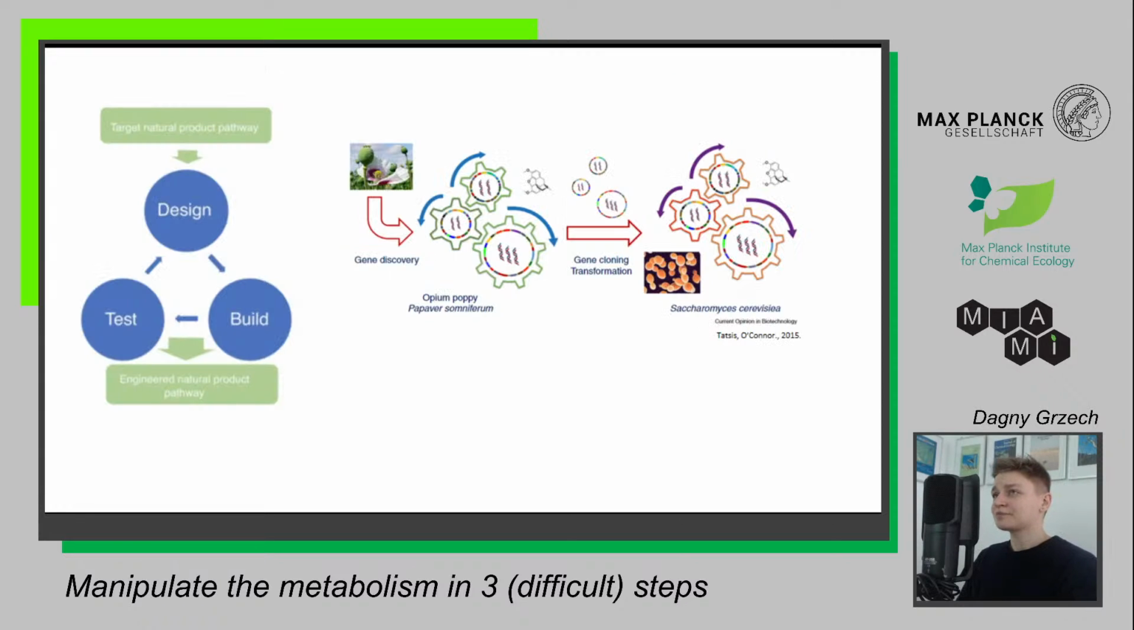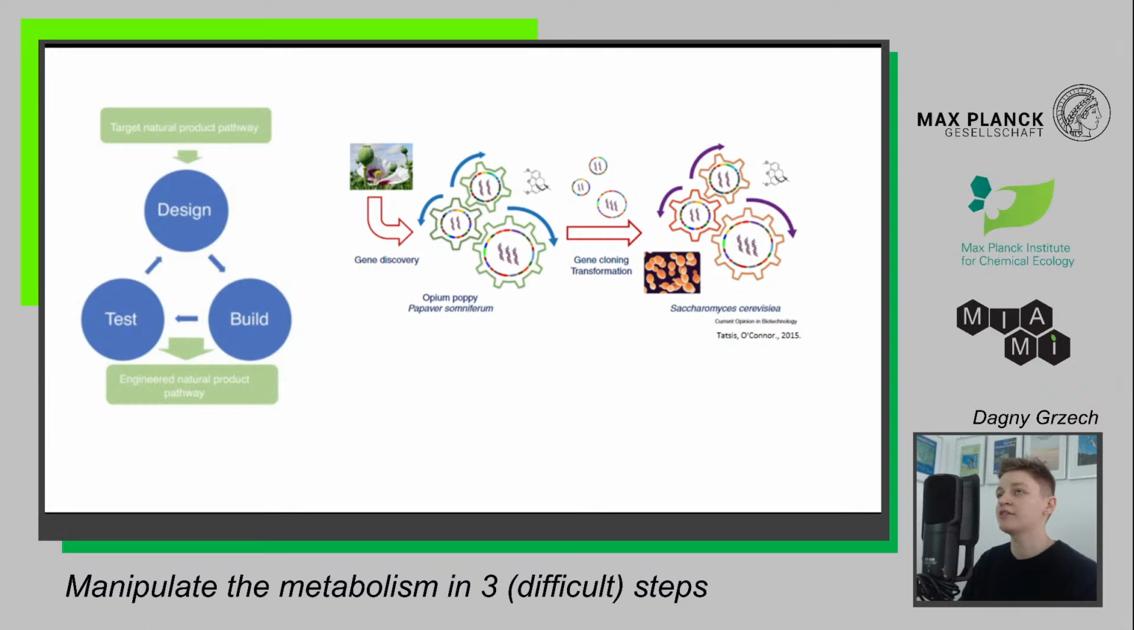Okay, so back to our manipulation of metabolism. I just wanted to give you a brief case study of how this process is actually working in practice. So the title of my talk is Manipulate the Metabolism in 3 Difficult Steps. And those steps are design, build, test. This is called the DBT cycle. And this is the cycle that we use to engineer biosynthetic pathways in living organisms.